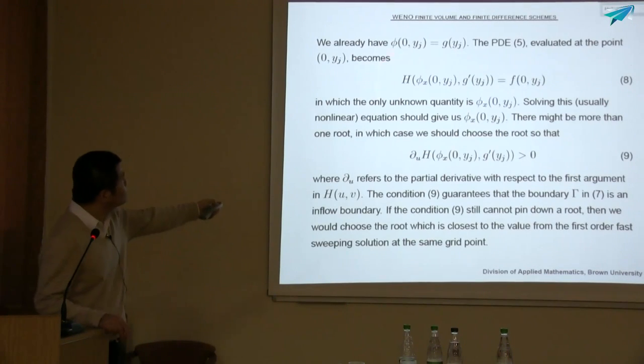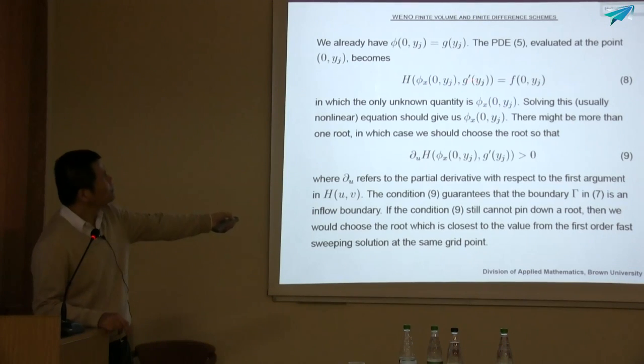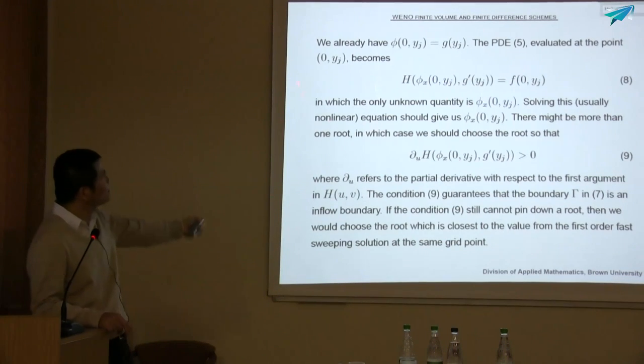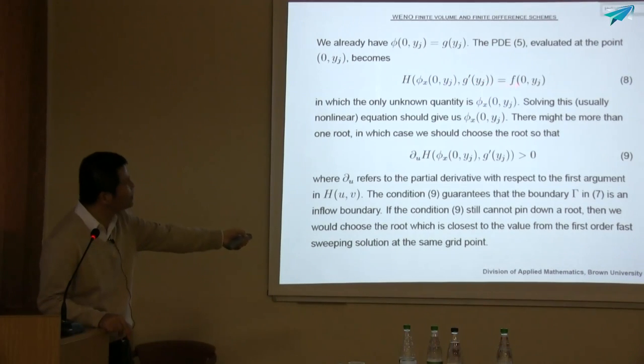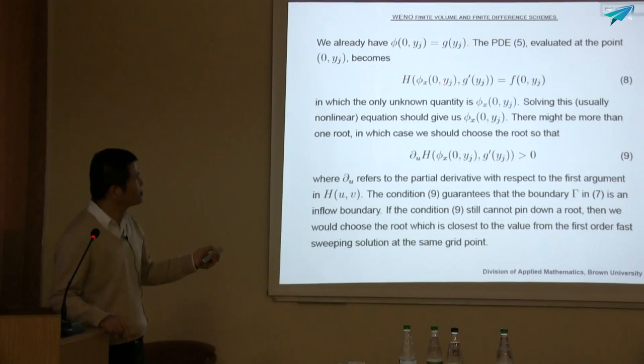And you have this boundary condition, phi 0 is already g, you know that. So you get this equality. So h of phi x, g prime, because this is phi y, but phi y is just g prime. You give the value of the solution along this line, you can take the y derivative here, no problem. You get g prime y equals to this. If you read equation 8, the only unknown is phi x.